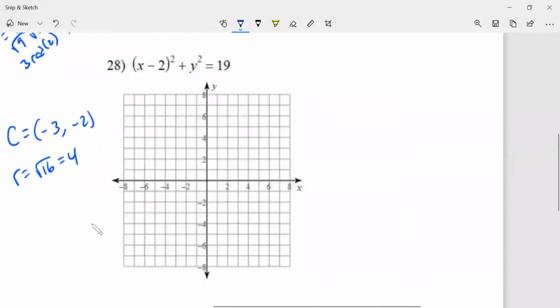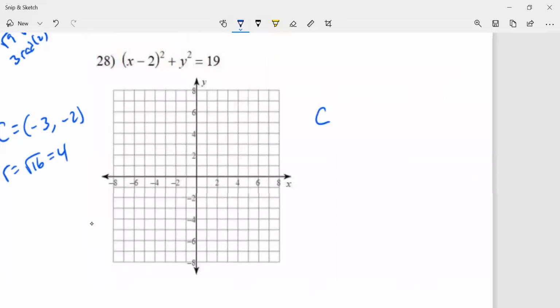Now for number 28, I'm going to find the center. My X value is easy, but my Y value has nothing. So it doesn't have parentheses. So my Y value is going to be 0. There's no such thing as a negative 0. So my center is going to be 2, 0.